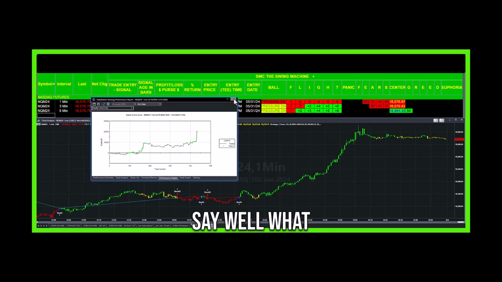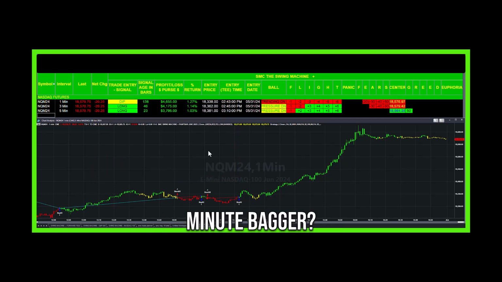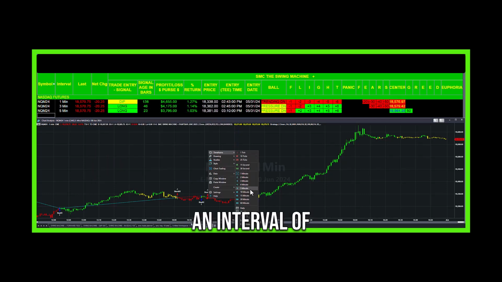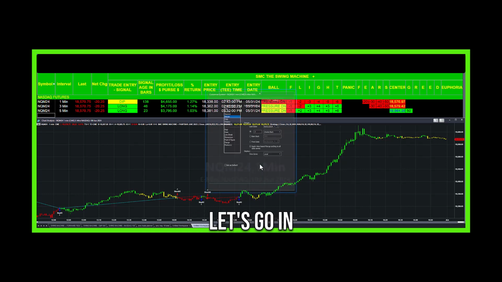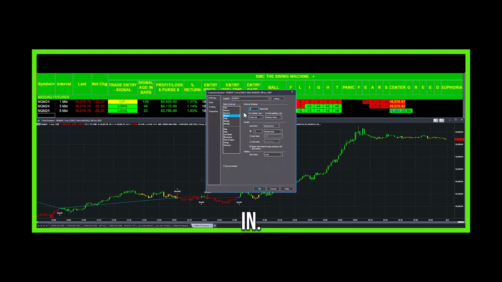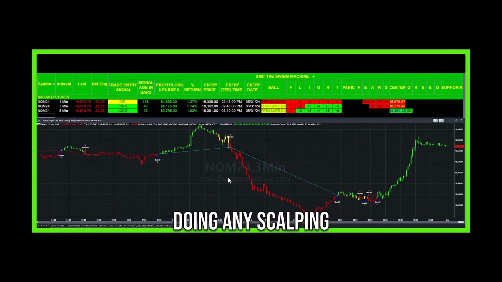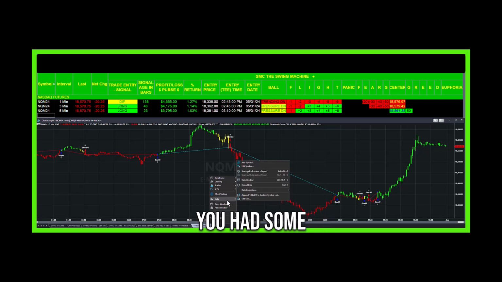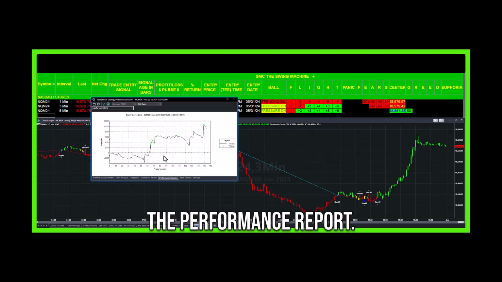Now you might say, well, what about the 3-minute, Bagger? What if I traded at an interval of 3-minute? And let's go in and do that and put this in. We'll go 2 weeks back. And this is not doing any scalping. Of course, you could have done some scalping if you had some good mechanical trading skill. Let's go to the performance report.